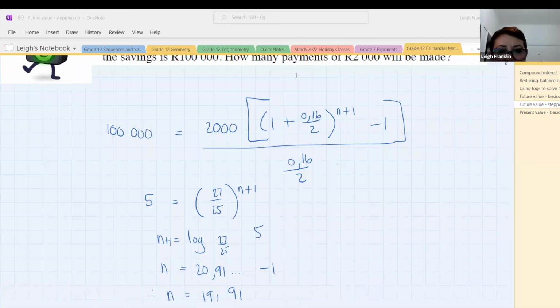Okay, so Oratile, where did we get the 5 from? We get the 5 from saying 100,000 times 0.16 over 2 is 8,000. Now 8,000 divided by 2,000 is 4. And then I've taken the 1 over to the other side, so plus 1. Okay, that's where we get the 5 from. Exactly, Nicolita.